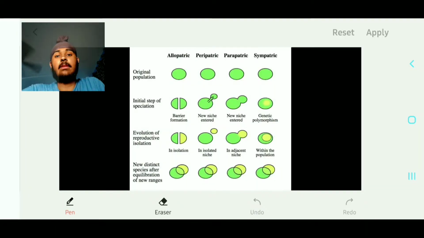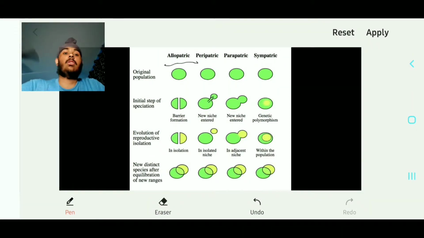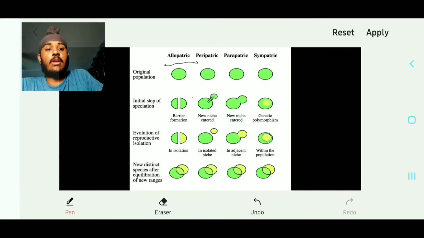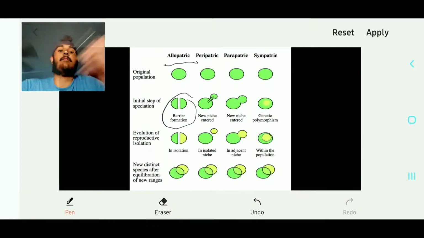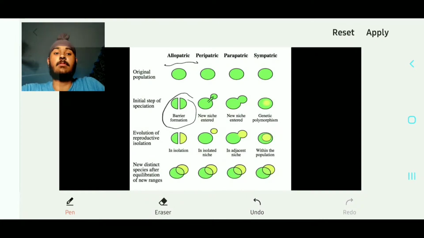So overall, mainly there are 4 different types of speciation. The first type of speciation is allopatric speciation. What this means is that allo is like other, and patric meaning like together, so it's away from each other. So it's like a geological barrier that physically separates the species.